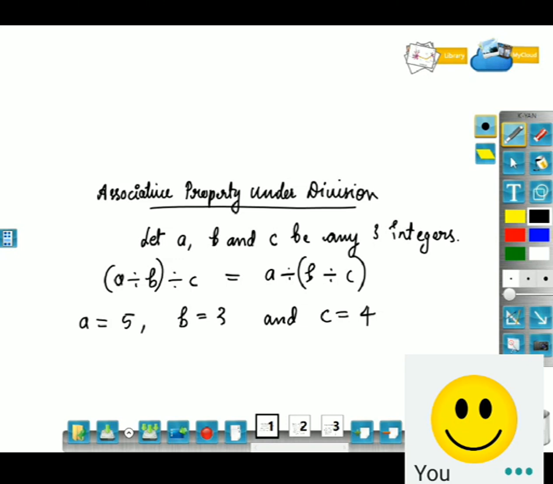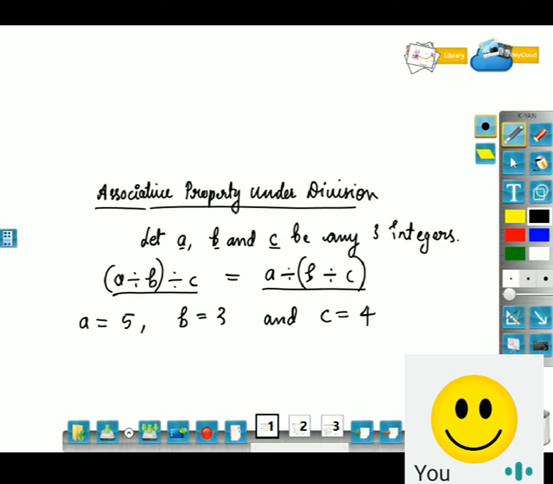Okay, so now we'll be checking associative property under division. For checking associative property under division, we have to take three integers. It can be any integers. For that, I have taken three integers a, b, and c. Since we are checking this associative property for division, according to this property, (a divided by b) divided by c should be equal to a divided by (b divided by c).